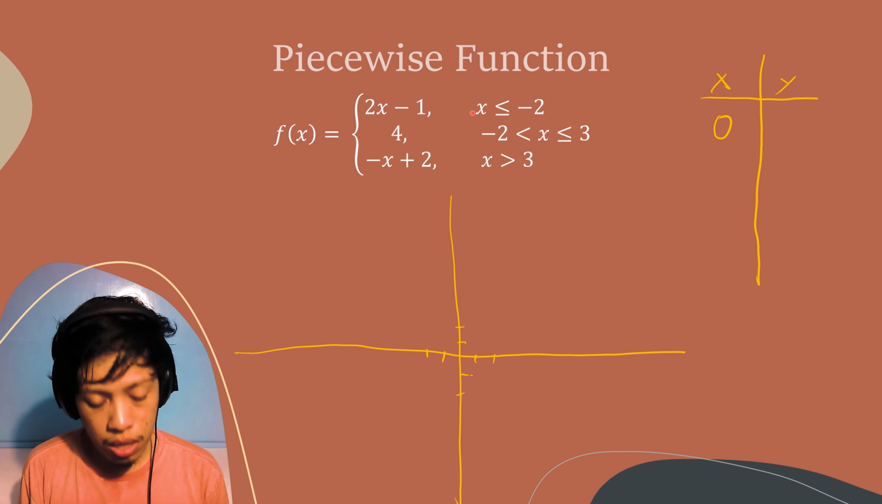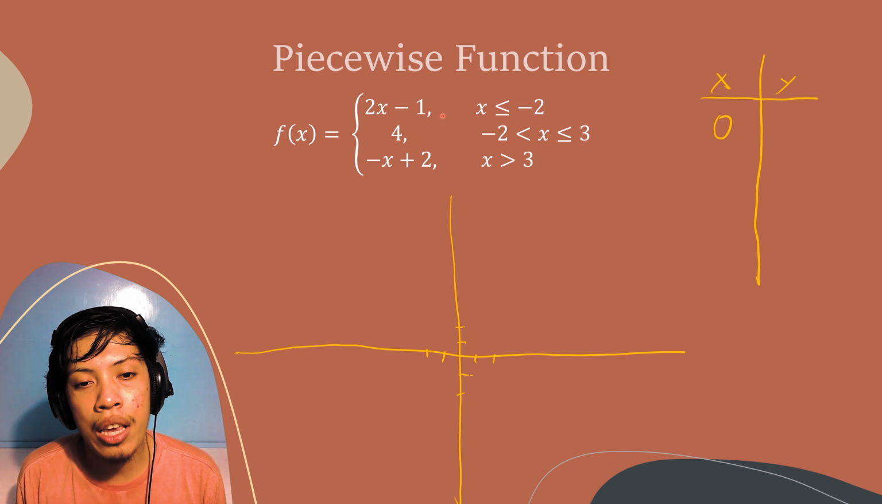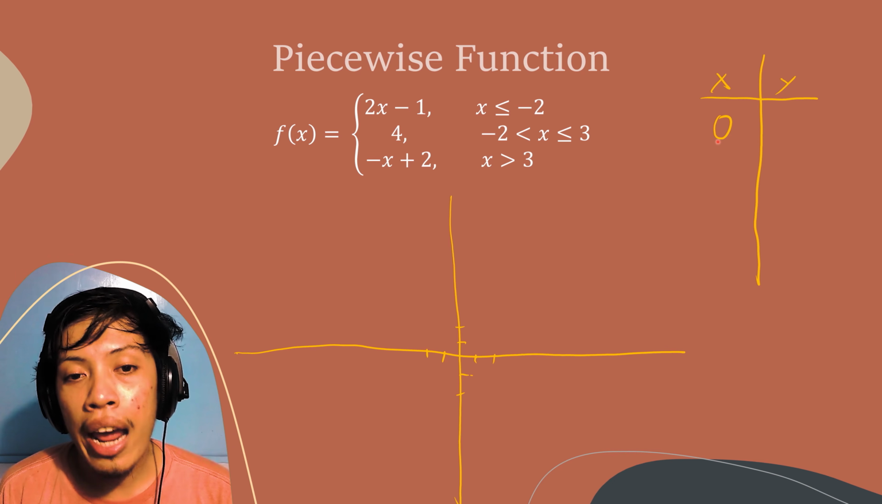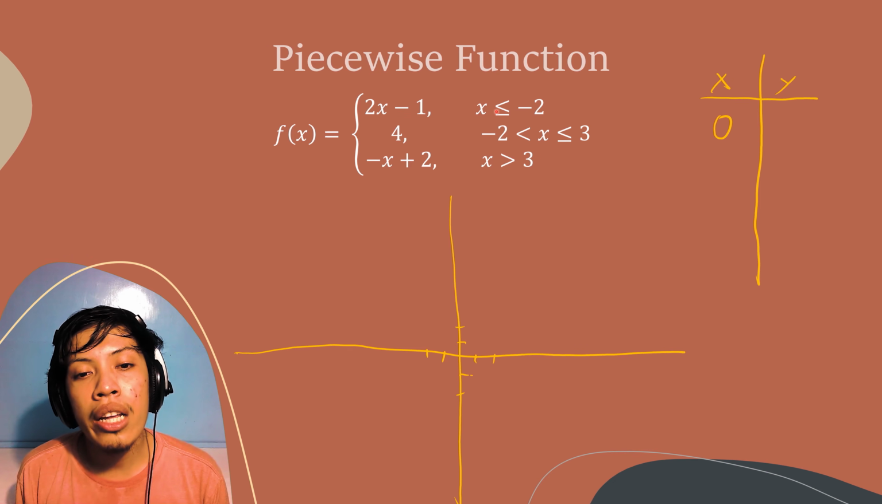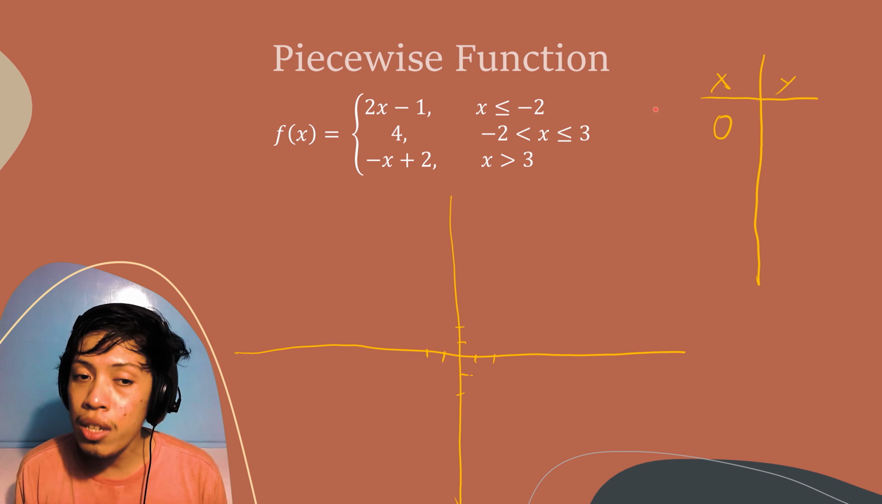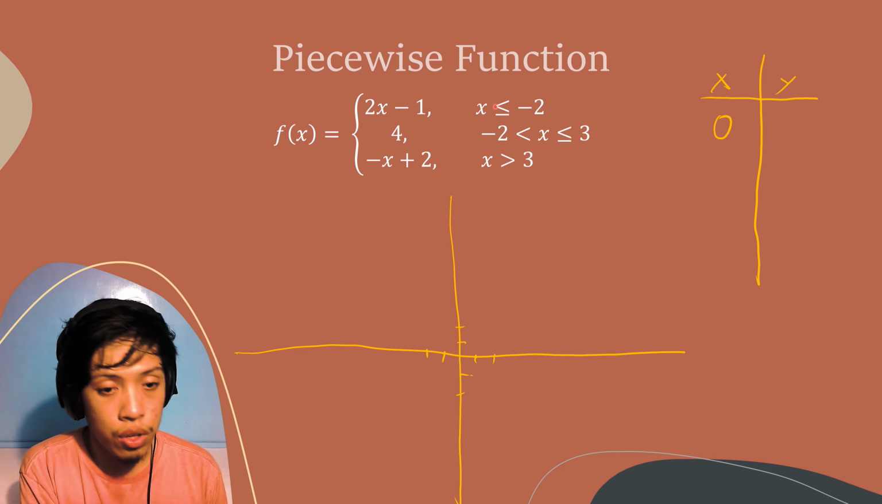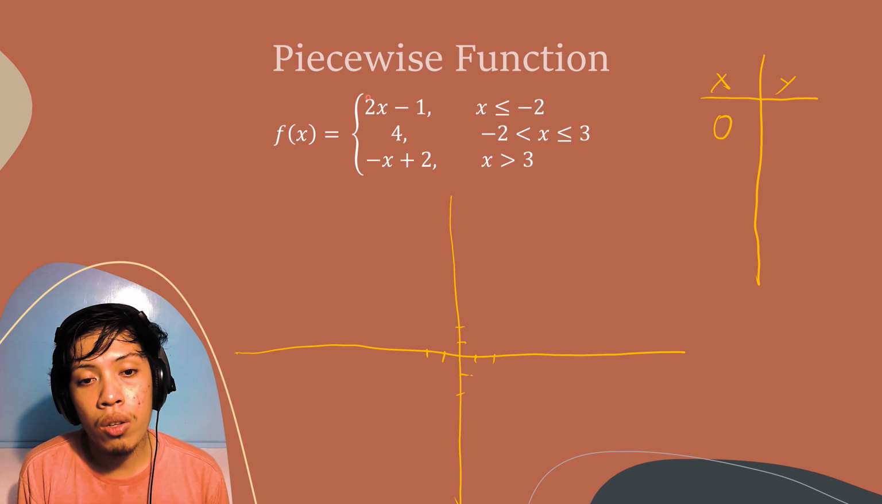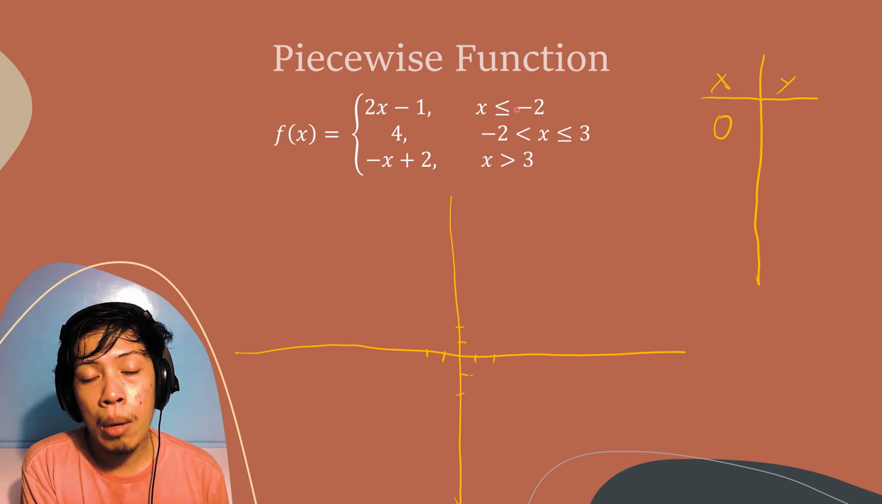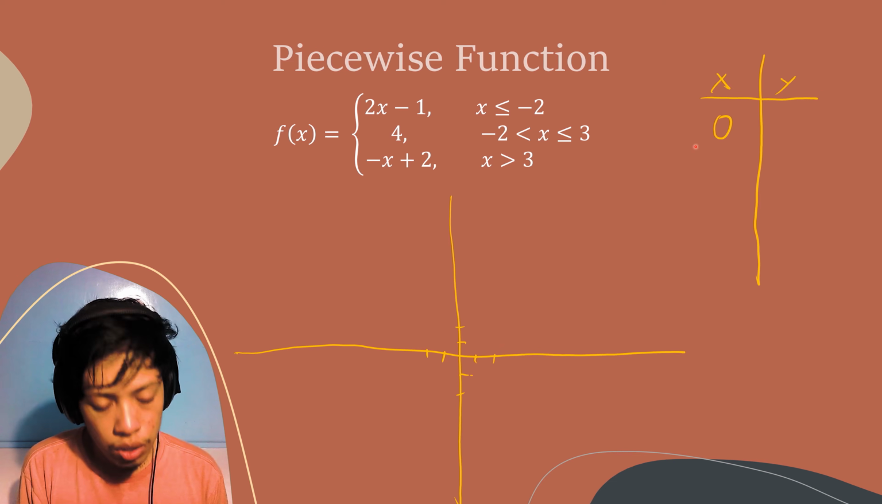Now look at this boundary condition right here. The value of the function is 2x minus 1 if x is less than or equal to negative 2. So when x is 0, you cannot use this value because it is only used if x is less than or equal to negative 2. But 0 is not less than or equal to negative 2, so you cannot use 0. We will start at negative 2 because x is less than or equal to negative 2.